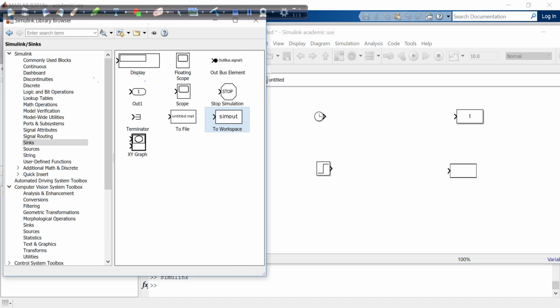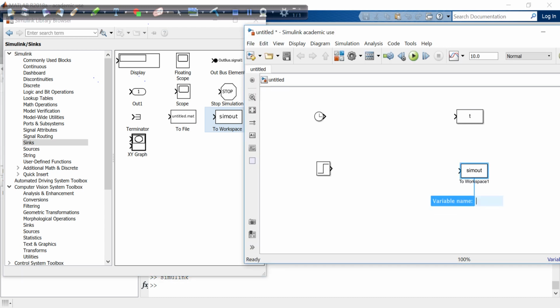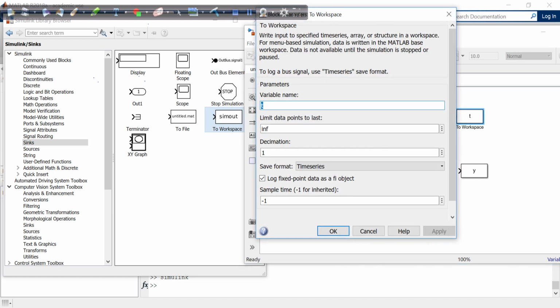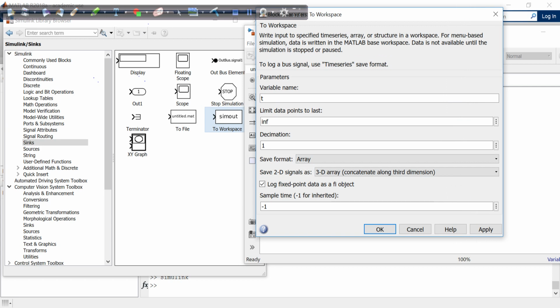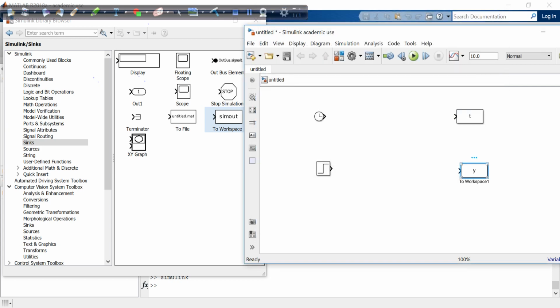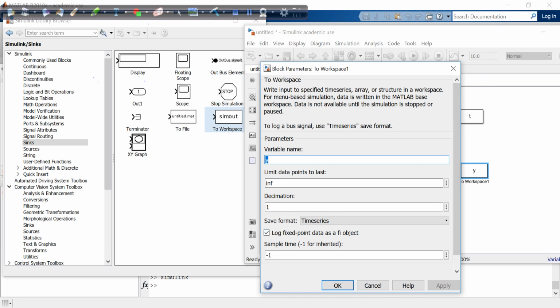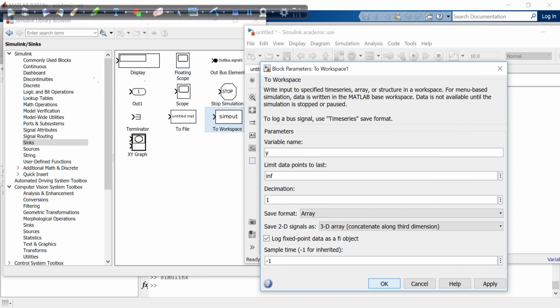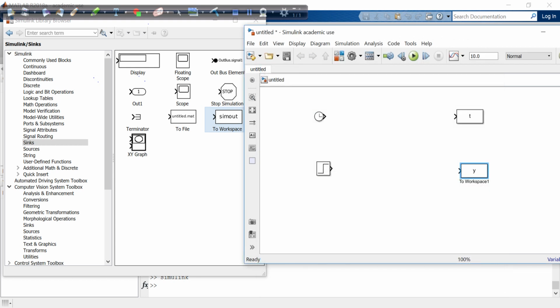You can have another one to output your y. One important thing here is that the default save format is time series. With time series data, you can see it, but it's difficult to plot it directly. So you change it to array, so you're able to directly see the data and plot it. Similar for y, we can change it to array. So this is important, how you save your data format.